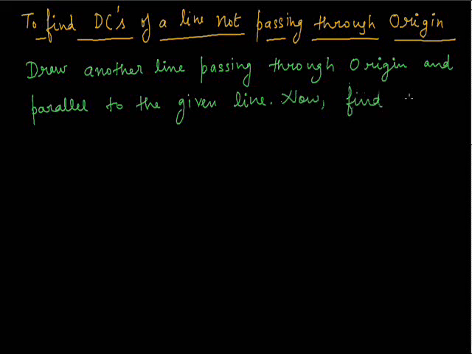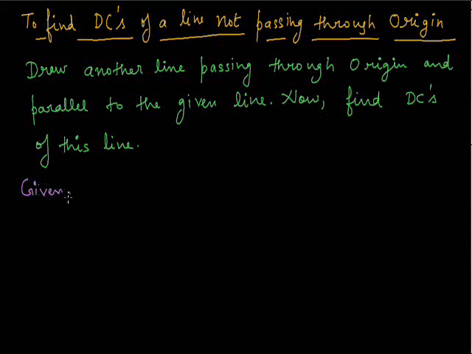Now find the DCs of this line. Since we know that if two lines are parallel to each other, then their direction cosines are the same, what we have done is draw a line which is parallel to the given line and passes through the origin. If we find the DCs of this particular line, then automatically those DCs will be the same for the given line. So this is how you can find the DCs of a line not passing through the origin.